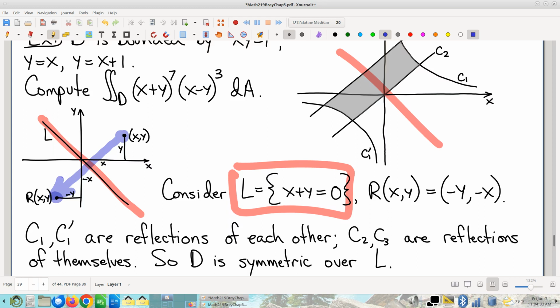It doesn't just leap off the page at you exactly how that geometric process of reflecting over that line manifests itself algebraically. It's not immediately clear. It's not a rotation. You're not taking the negative of the vector. Something weird's going on.